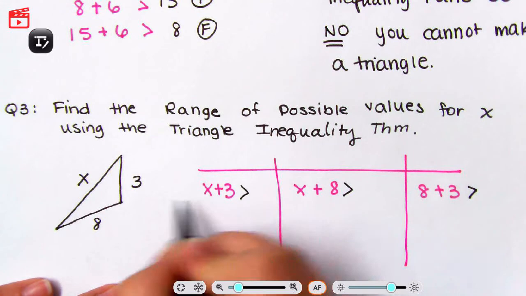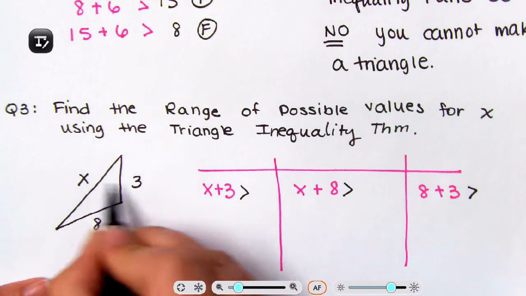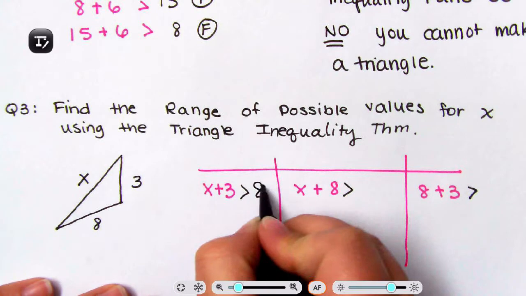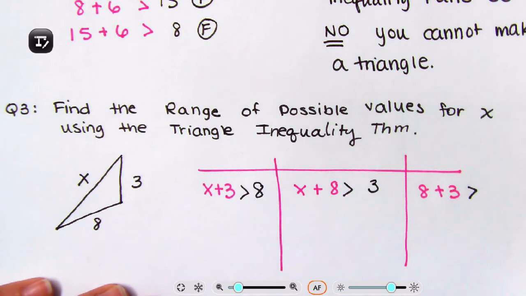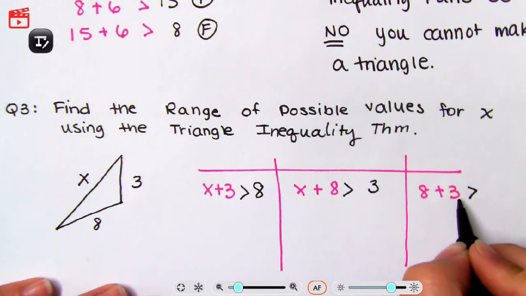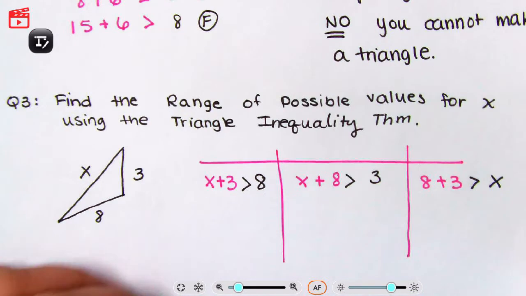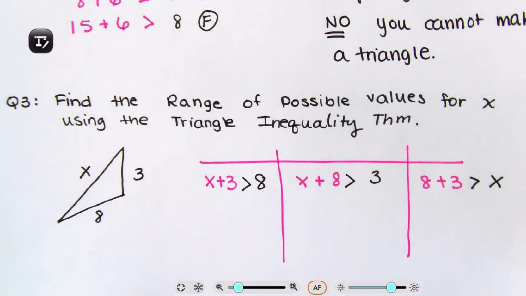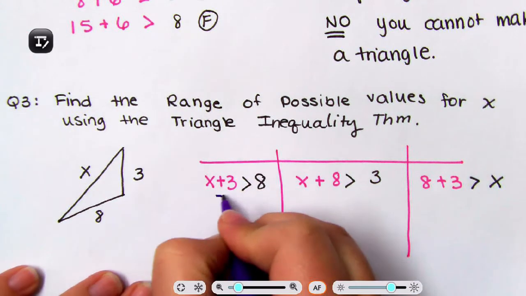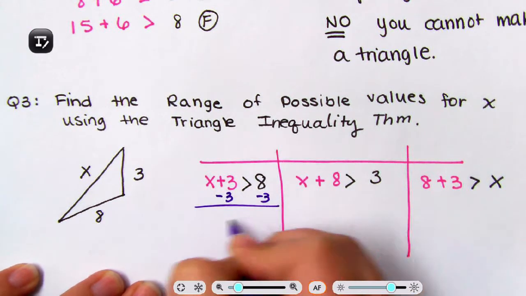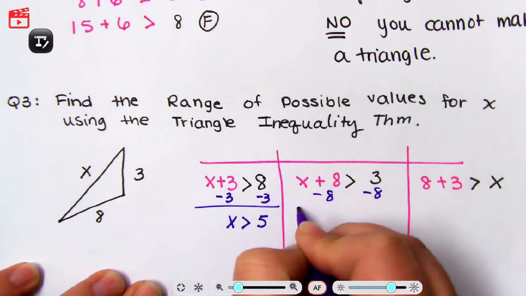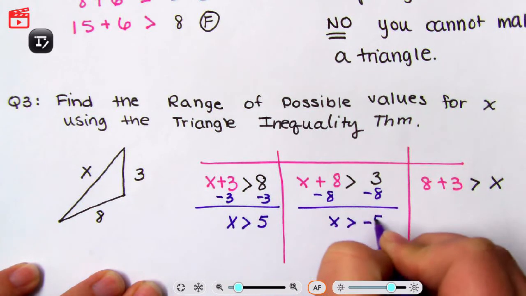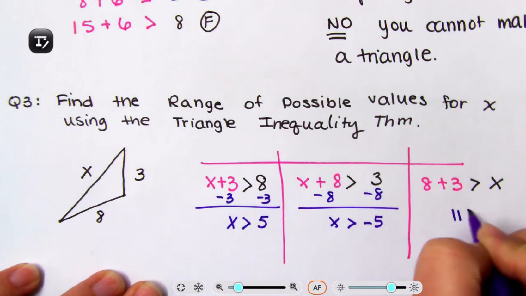So what's the third side? If I use x and 3, it needs to be greater than 8. If I use x and 8, it needs to be greater than 3. And if I use 8 plus 3, that needs to be greater than x. And so what we do is we're actually solving for x as if it were just a regular equation. So I'm going to subtract 3, x is then greater than 5. I'm going to subtract 8, x is then greater than negative 5, and 8 plus 3 is 11, so 11 is greater than x.